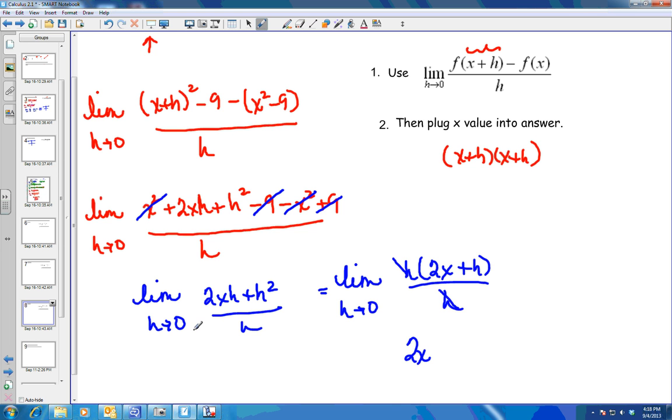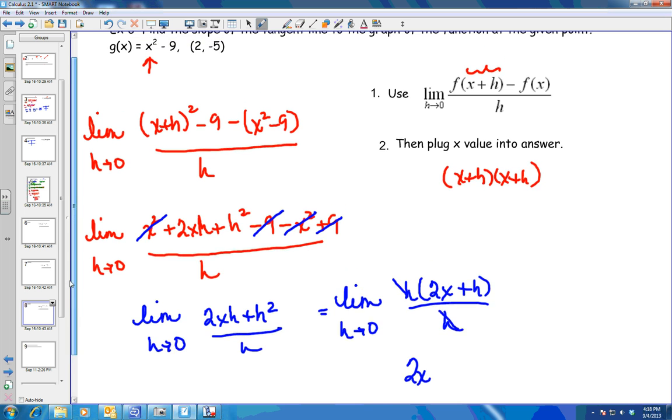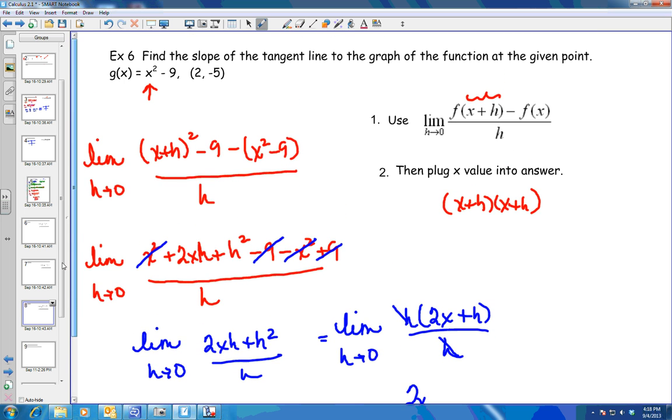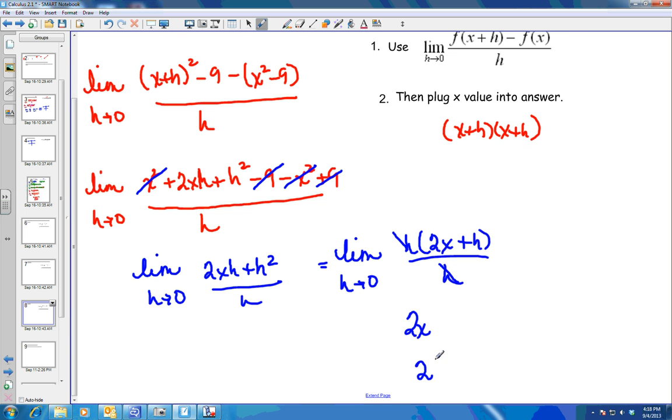Okay, now that is the slope of the tangent line, 2x. But they want to know what is the slope at this point. So once I find my answer, I'm going to take my x value, which is 2, and plug it in. So 2 times 2, the slope of the tangent line at that point is 4.